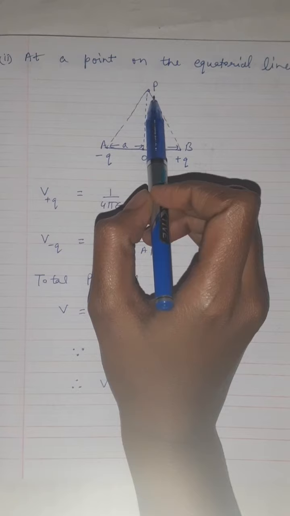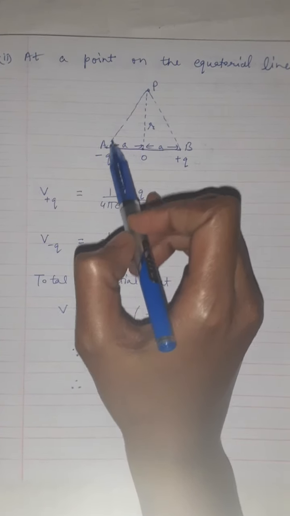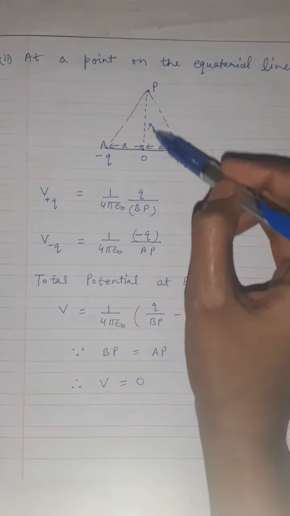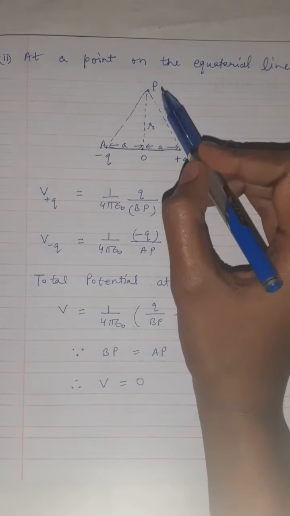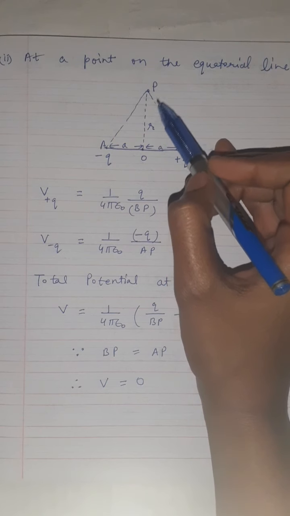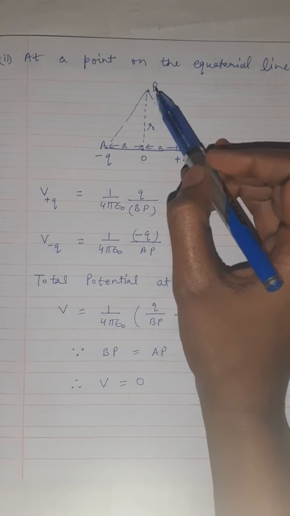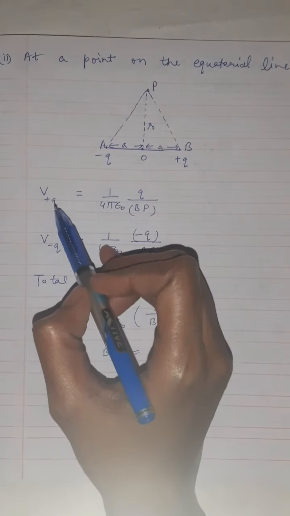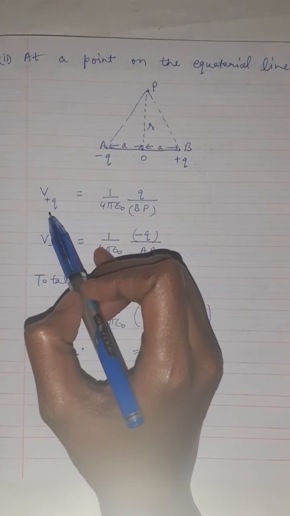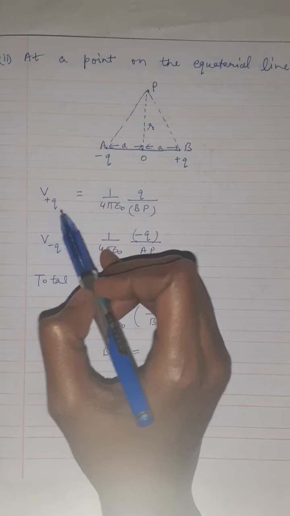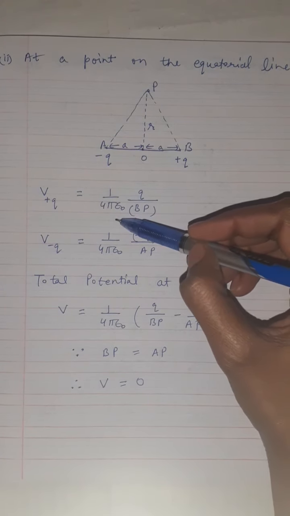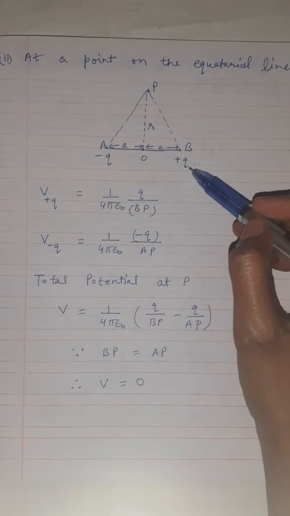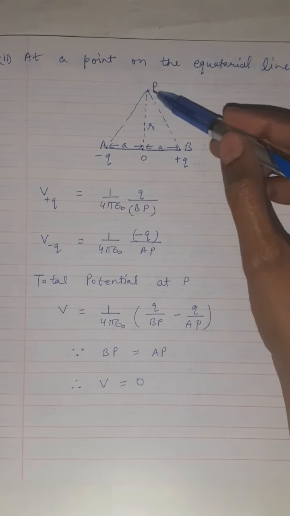Second case is we will calculate the electrostatic potential at point P due to this dipole moment on its equatorial line. This is the equatorial line and we have taken point P here. So we want to calculate the potential at this point P. So with the help of the potential formula, we will write the potential due to plus Q charge. So potential due to plus Q charge will be 1 upon 4 pi epsilon naught charge, that is plus Q, and divided by this distance.